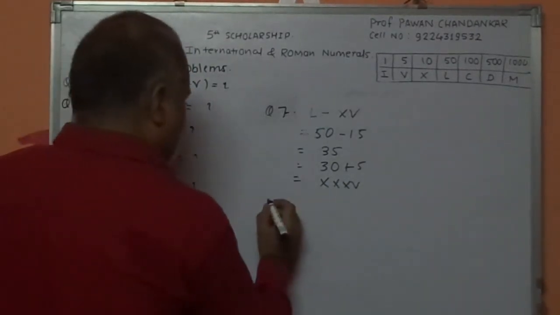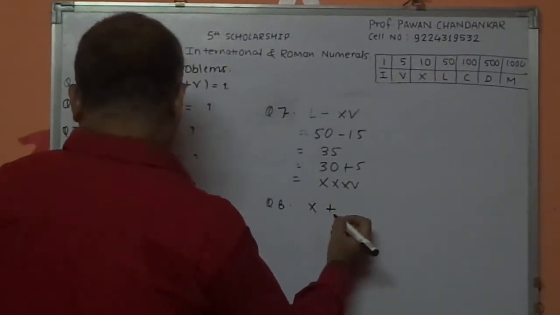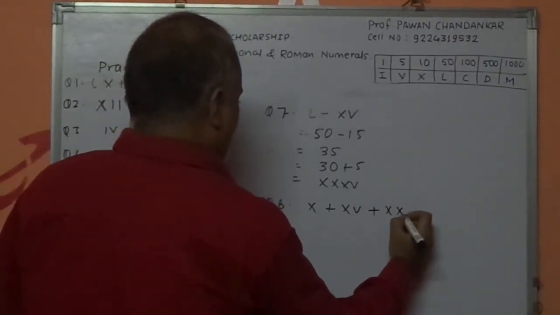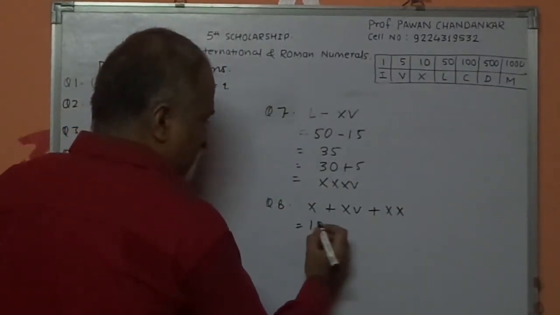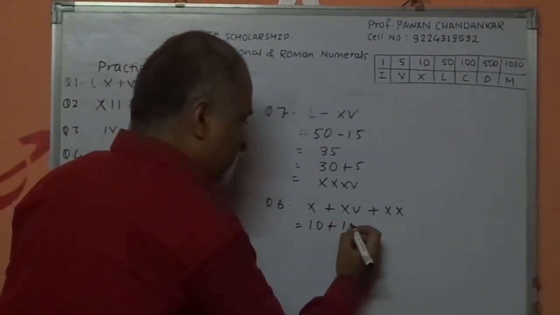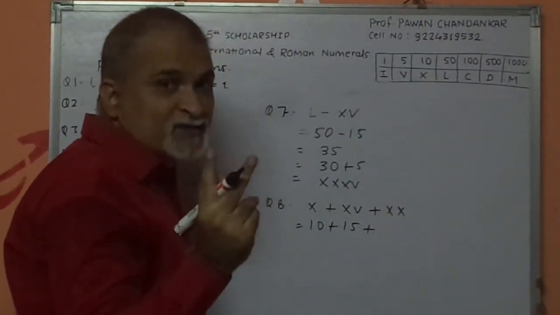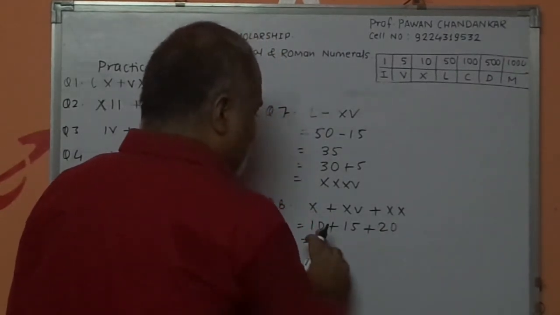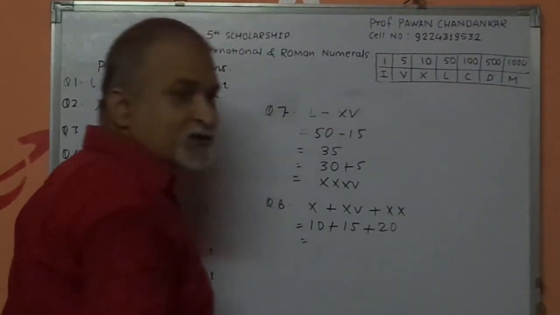Question number 8. The question is X plus XV plus, X is written twice. So X means what, students? It is 10. So 10 plus XV means this is 10 plus 5. It is 15. Plus what is this? XX. Twice means 10 plus 10, it is 20. So let us add this. 10 plus 15 is 25. 25 plus 20 is 45.